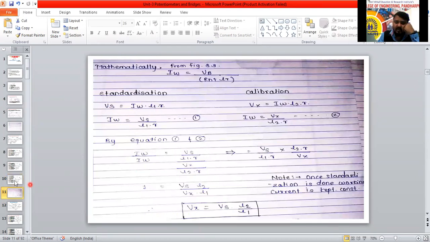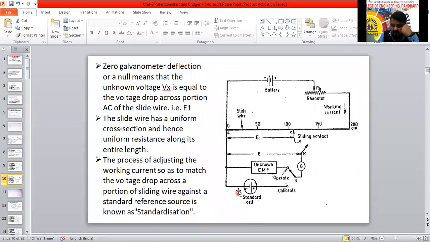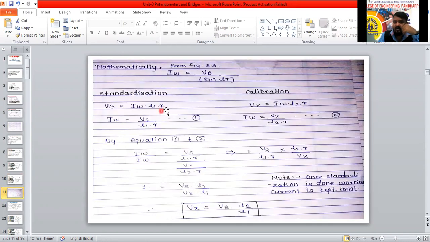How much length is there from this standardization here to here? This one I will consider as L1. And R means the resistance up to this point. R we are considering here now. Vs equal to IW L1R. For the unknown voltage, Vx equal to IW, the working current, times L2R.